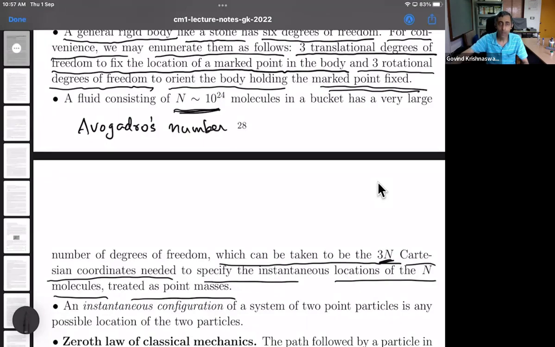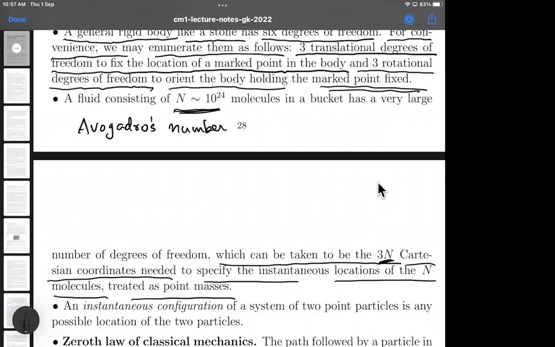Even if the fluid is rotating or the bucket is rotating, whatever, you still need to specify 3n coordinates, say Cartesian coordinates, to locate all the molecules at one instant of time. What happens at the next instant of time is a matter concerning the dynamics of that system. It may rotate in some uniform way, it may be moving rightward, maybe moving in a random fashion. Those are all separate questions.